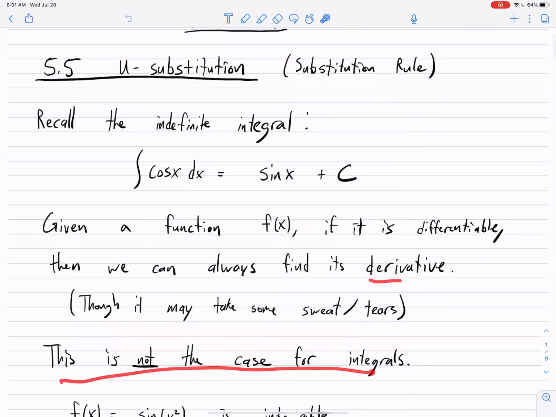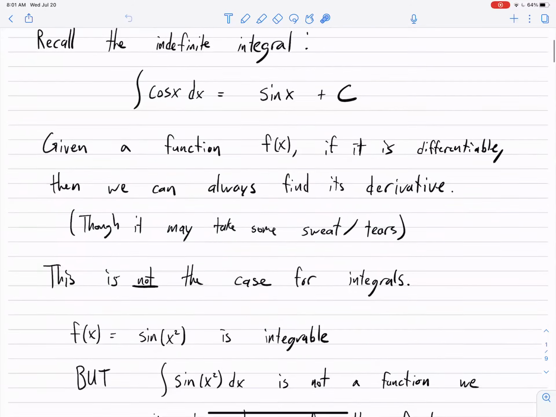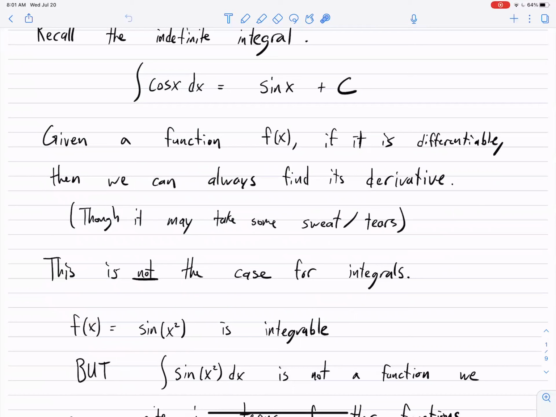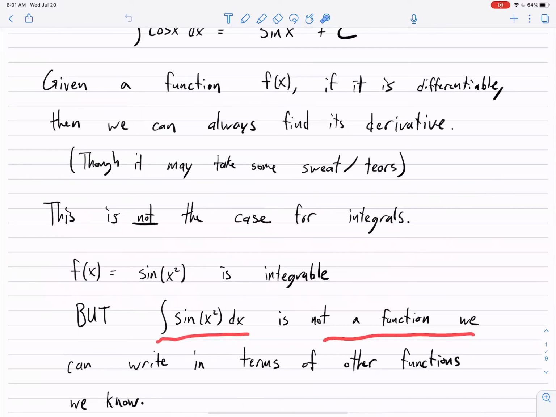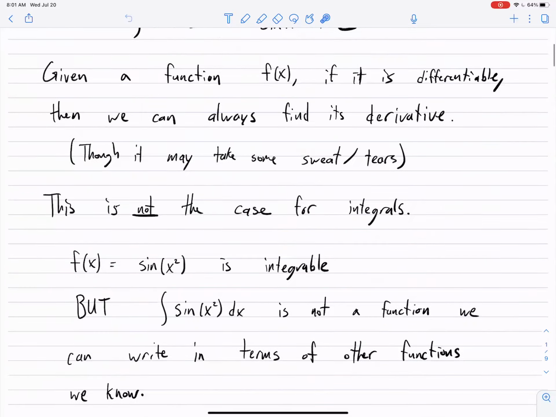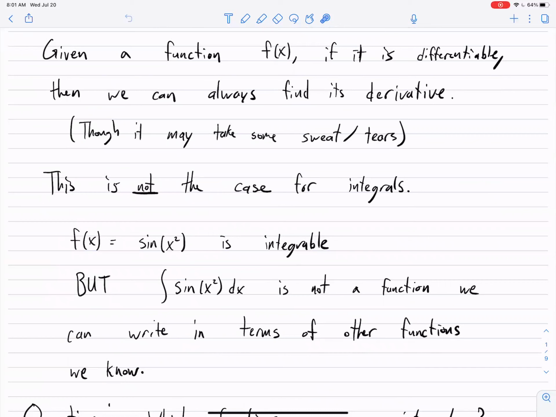This is not the case for integrals. There are actually infinitely many functions, actually way more functions that are integrable, meaning that you can take their integral and it will give you some quantity. So the area under their function exists, but their antiderivative is not a function we can write in terms of other functions we know. These are called transcendental functions, or they have other special kinds of names, or non-elementary functions. So there's just no way to calculate this using techniques. You can approximate it really well, but there's no exact way to calculate something like this.